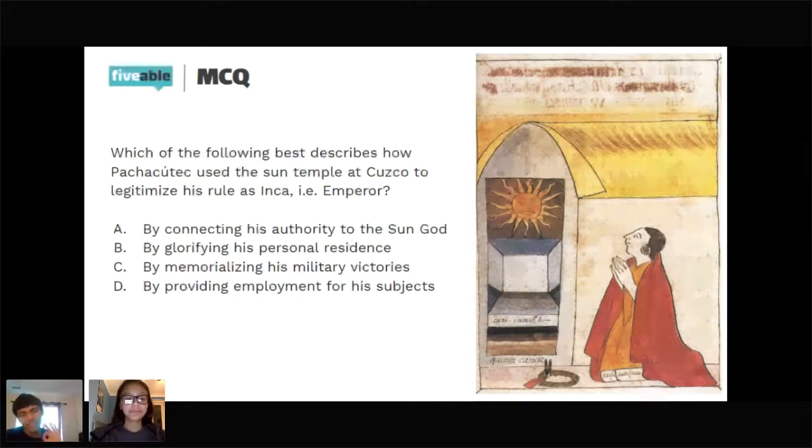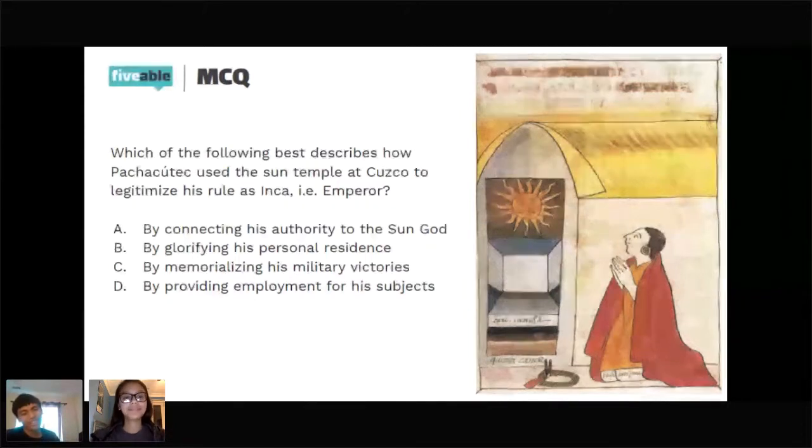It's still 3 people saying A, so let's see if you're right. Good job, you guys are right. So how does Pachacutec use the sun temple? Yes, he's connecting his authority to the sun god. He also demonstrates his piety and devotion. This is common in many empires too, like Miss Longnecker said.